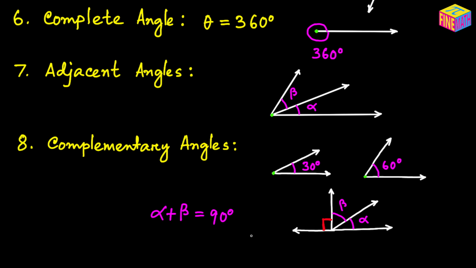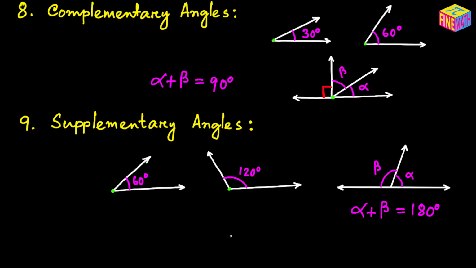The next type of angle that we are going to learn is called supplementary angles. So let's see how they look. If we have two such angles whose sum would be equal to 180 degree, then those angles are called supplementary angles. So for example, here I have a 60-degree angle and a 120-degree angle. So the 60-degree angle is the supplementary angle of 120 degree. Similarly, the 120-degree angle is the supplementary angle of 60 degree because their sum is equal to 180 degree.